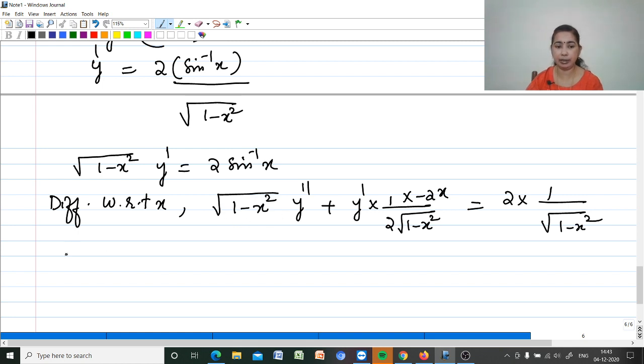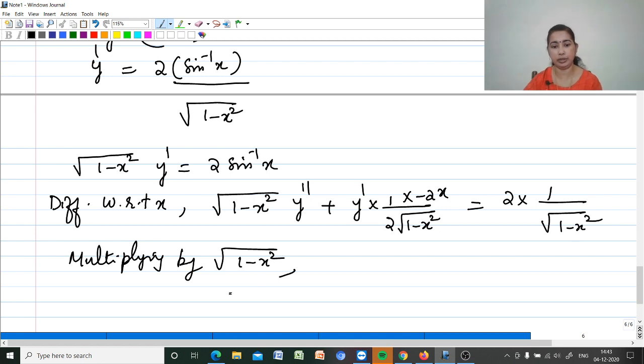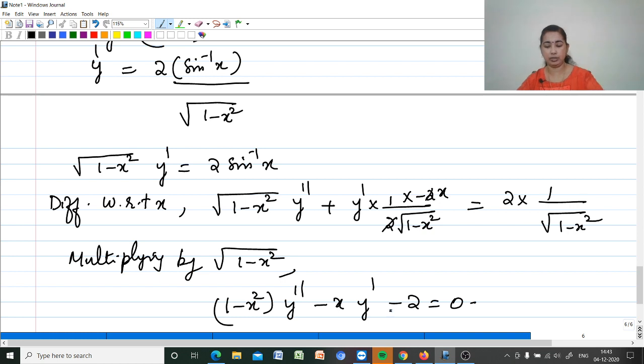So multiplying by root of 1 minus x square, we get root of 1 minus x square into root of 1 minus x square, that is 1 minus x square, into y double dash. Then here 2 will get cancelled, remaining x y dash minus x y dash. Then take this 2 also to the left side, minus 2 equal to 0, which is the equation which we have to find.